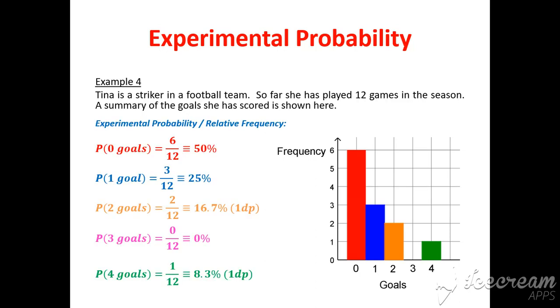So we can work out the experimental probabilities. The probability she got no goals was 6 chances out of the 12 games, which is 50%. The probability of getting 1 goal was 3 chances out of the 12, which is equivalent to 25%. Probability she got 2 goals, 2 out of 12, 16.7%. The probability she gets 3 goals is 0% because she never scored 3 goals. And the probability of getting 4 goals was 1 out of 12, which is about 8.3%.